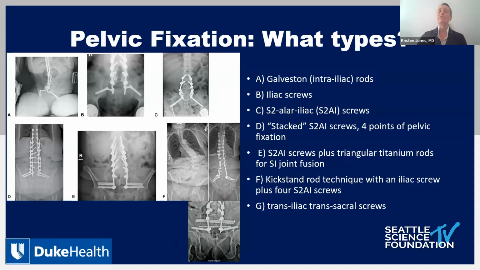And the evolution over time of what we've used has really gone from beginning with the Galveston rods all the way down to using multiple points of pelvic fixation with 5 rods and 5 spinal rods. And then, of course, we do have a role for transiliac transsacral screws, mainly in sacral fractures.